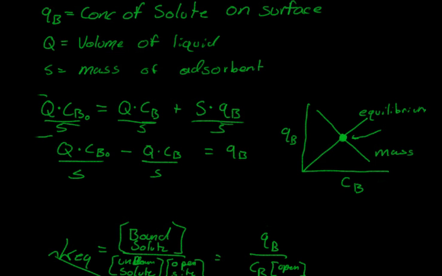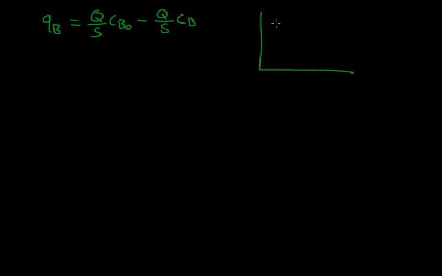So I just want to go a little more in depth about this mass balance equation I have, where it was QB is equal to Q over S CB naught minus Q over S CB. And then I had a graph right here where this is QB and this is CB.